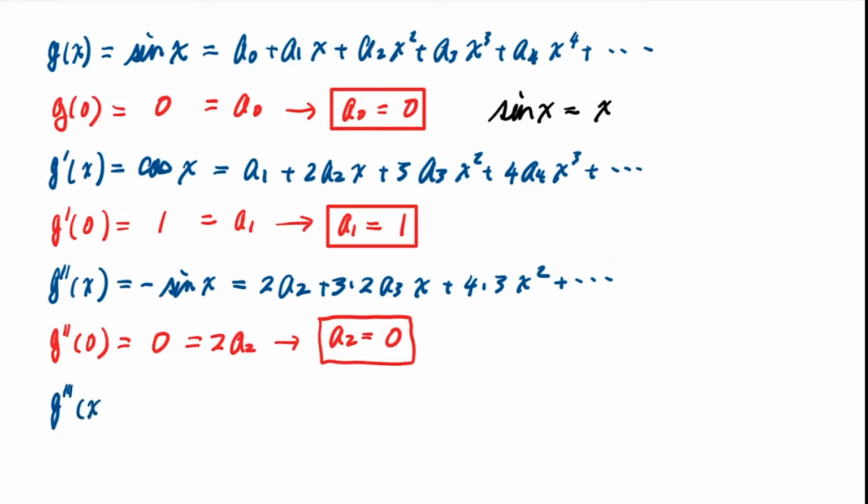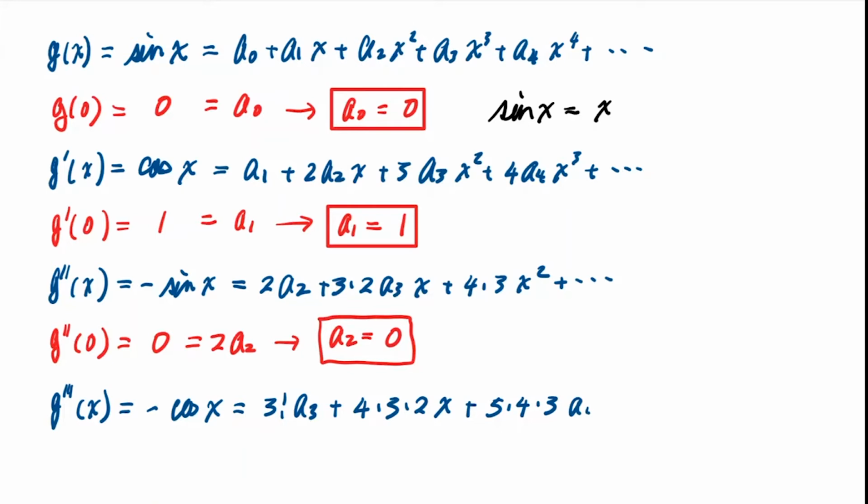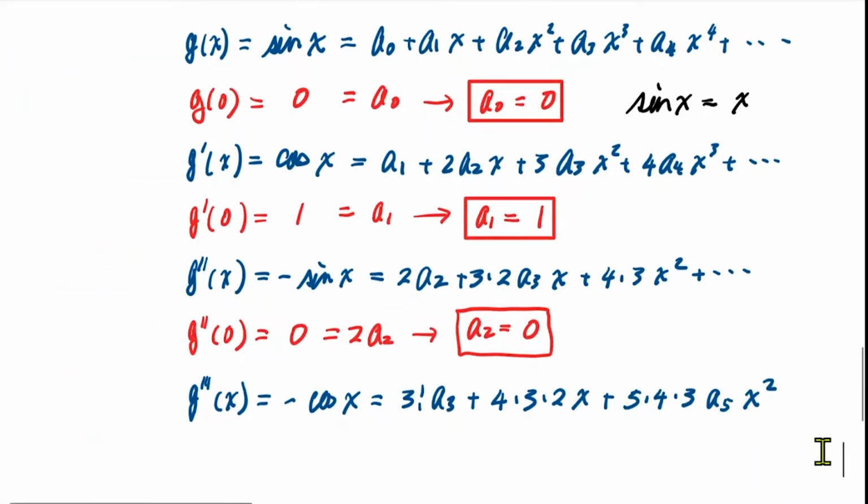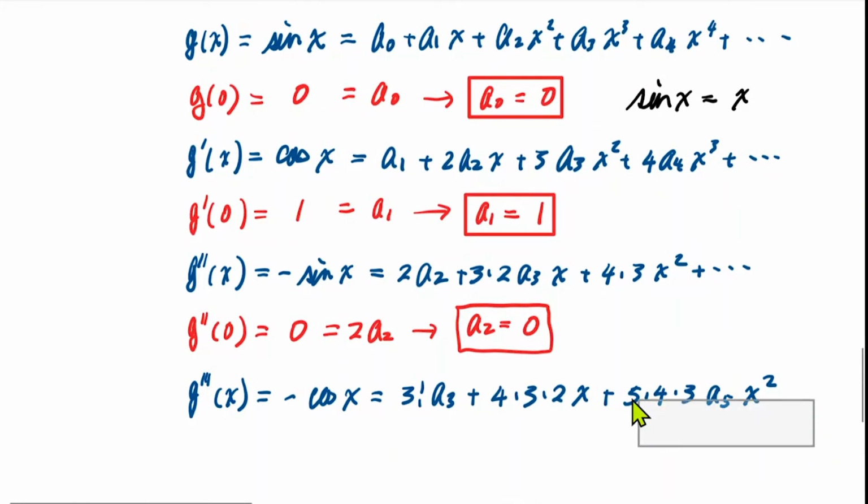g triple prime of x. This thingy now becomes negative cosine of x. And then you have 3 factorial, a3 plus 4, 3, 2, a4x plus, I'm going to write one more term, 5, 4, 3. I forgot a on the other one, so I'm going to squeeze that in. Whoa, what happened? Let's squeeze. See, when you're in a hurry, this happens.